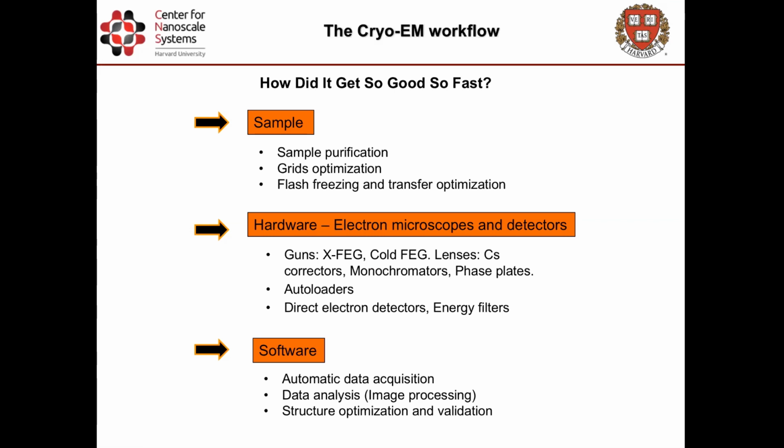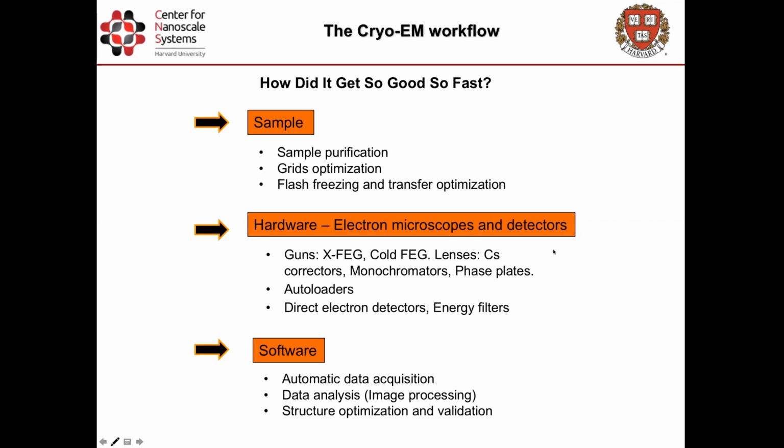Now, the sample is the bottleneck of the whole process, and there have been tremendous advancements in that from the point of view of biochemistry, the purification being of the most importance, grid optimization and preparation, the flash freezing and transfer optimization, which have been polished tremendously over the last few years and have contributed to this increase in high resolution structures.